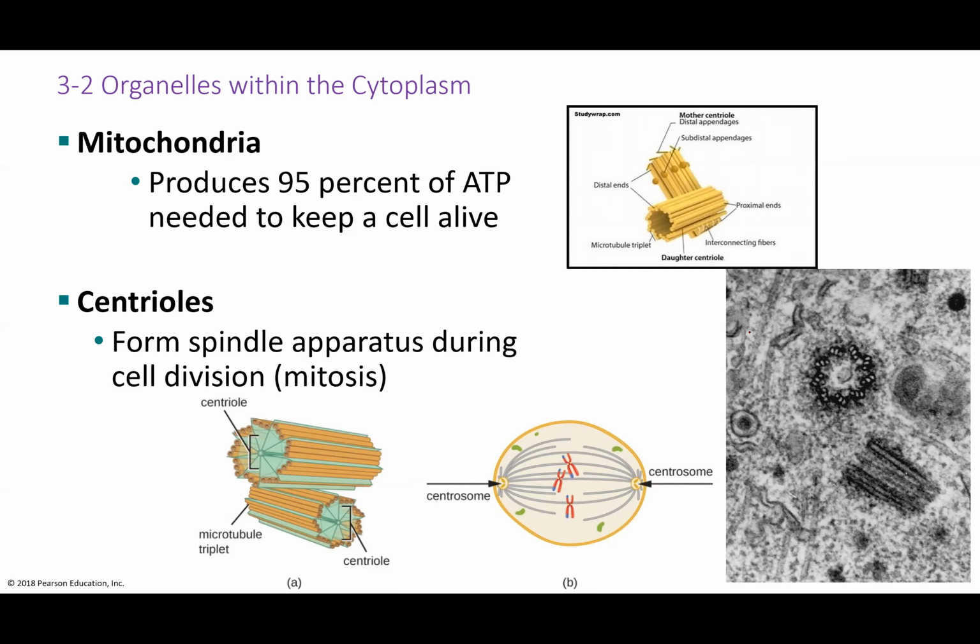Moving to centrioles, these are organelles within the cell that form what's called the spindle apparatus during cellular division. So in this little picture here, you can see these lines. That's forming the mitotic spindle. These fibers are attached to the centrioles on either side. So it has an important role in cell division. Otherwise, it's not doing much in the cell.